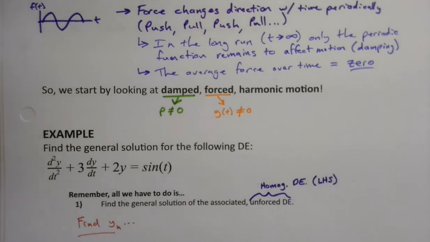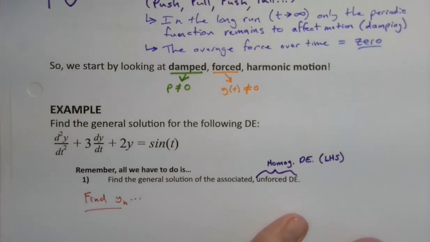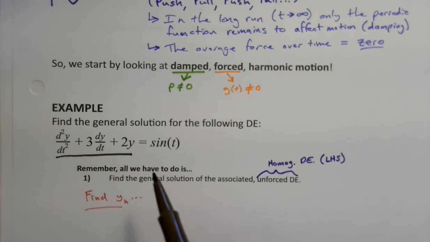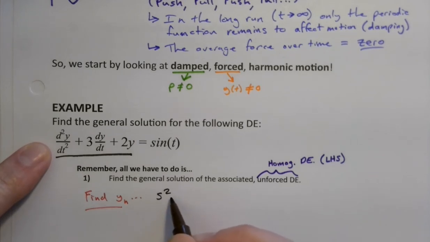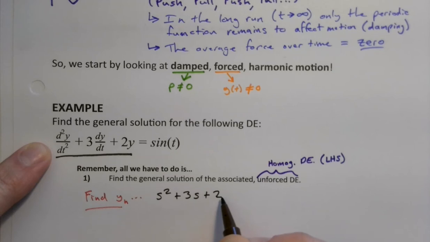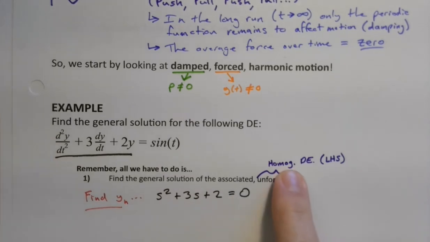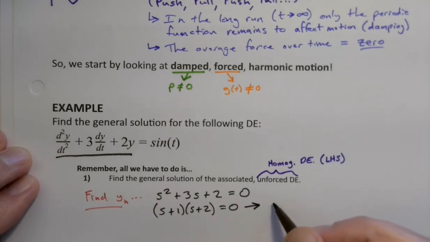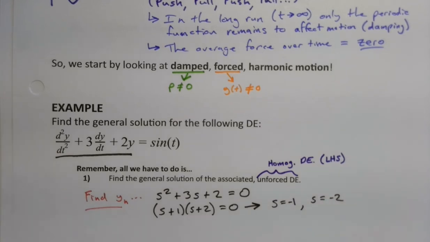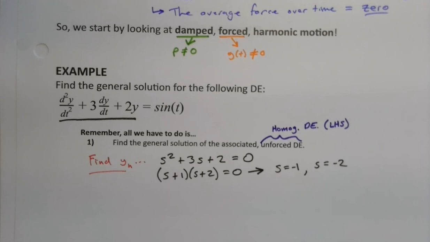And we do that by taking a look at just the left-hand side of the equation and turning it into our characteristic polynomial, which is s squared plus 3s plus 2. And because we are interested in the homogeneous version, it's going to be equal to 0. And because we know this thing factors nice and neat, this becomes (s plus 1)(s plus 2) equals 0, which means we have two possibilities. One of them is s equals -1. The other is s equals -2. So that means there are two parts to my general solution.